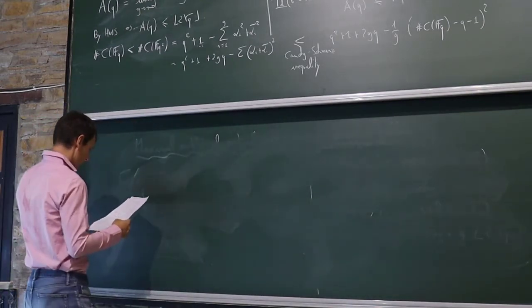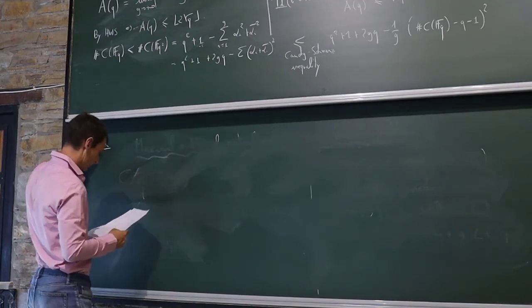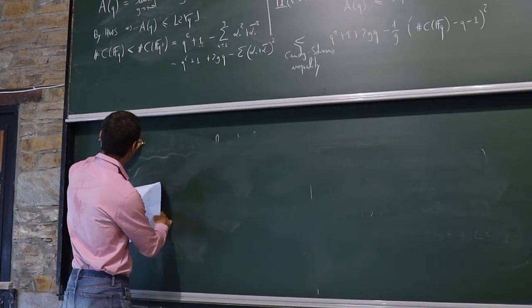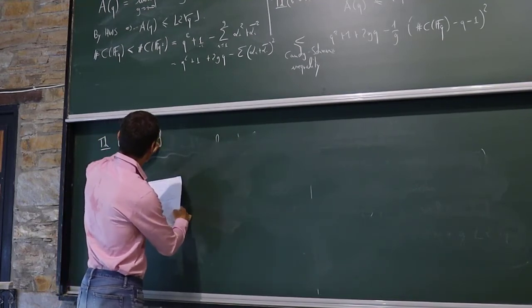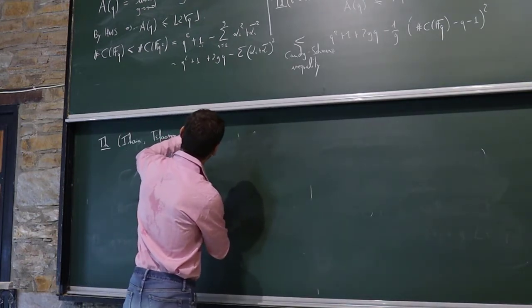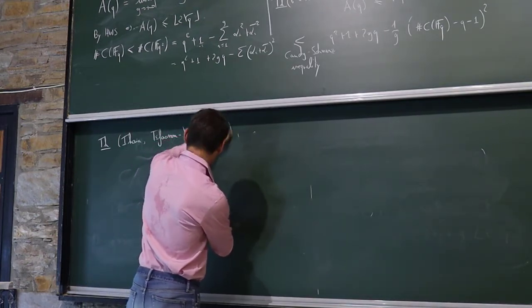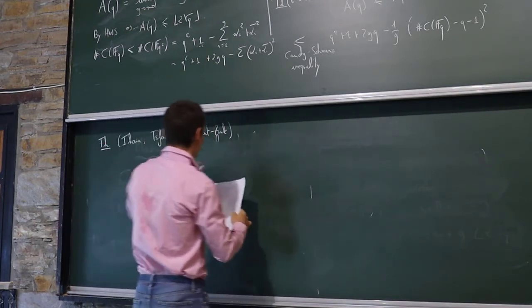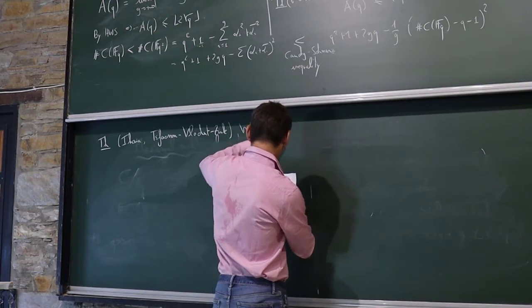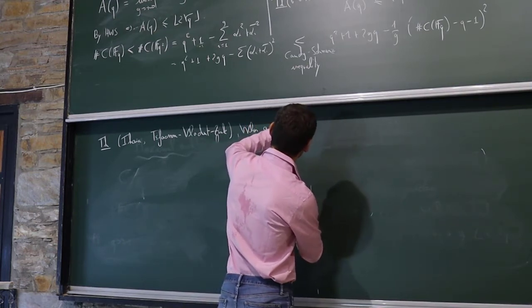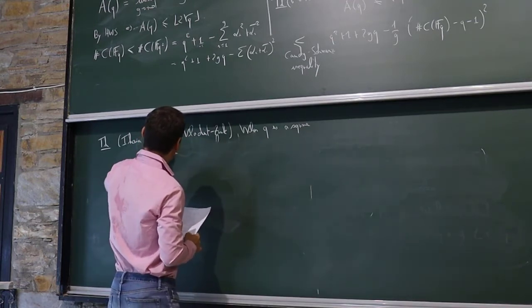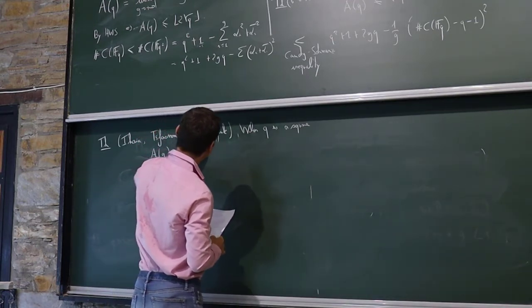So, theorem. Tsfasman-Vladut-Ihara. It says that when q is a square, A of q is the square root of q minus 1.